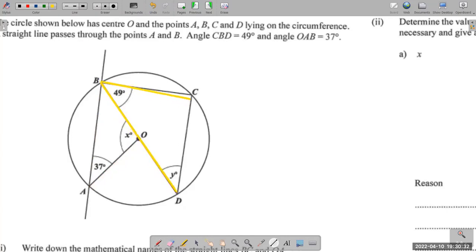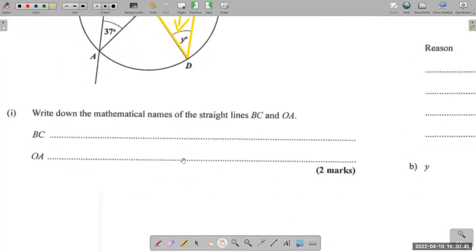So we could find y easy. Everybody see that? Because I know this is going to be 90 degrees. And again, we got 2 angles out of the 3, so we could find y.